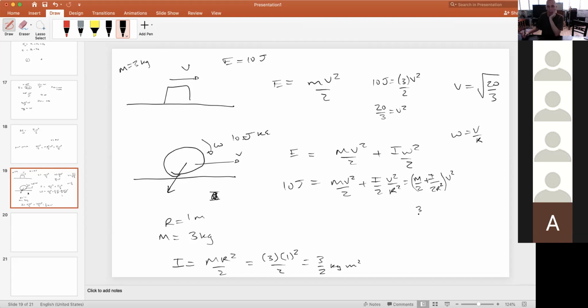This number is 3/2 plus I was 3/2, so 3/2 times 1/2 times 1 over 1 squared. So that's 3/4. 3/2 plus 3/4 is 9/4, right? So 10 is equal to 9/4 v squared, or v is equal to square root of 40 over 9. That is a different number. If I put that into my calculator, root 20 over 3 is 2.6. The square root of 40 over 9 is 2.1.